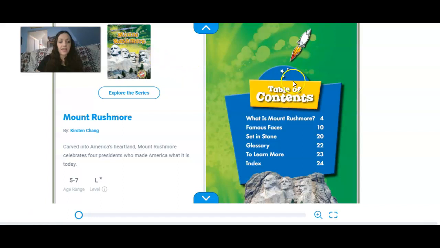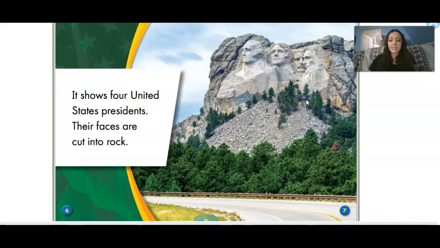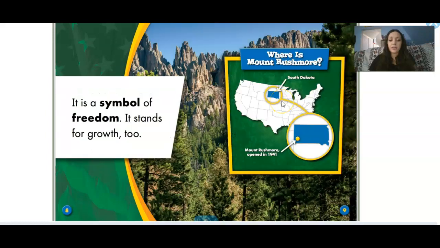So we have a table of contents right here, and it's going to tell us the information that we can find in our book. All right, so first, what is Mount Rushmore? Mount Rushmore is a national memorial. It is in South Dakota. It shows 4 United States presidents. Their faces are cut into the rocks. You can see 1, 2, 3, 4. It is a symbol of freedom. It stands for growth too.